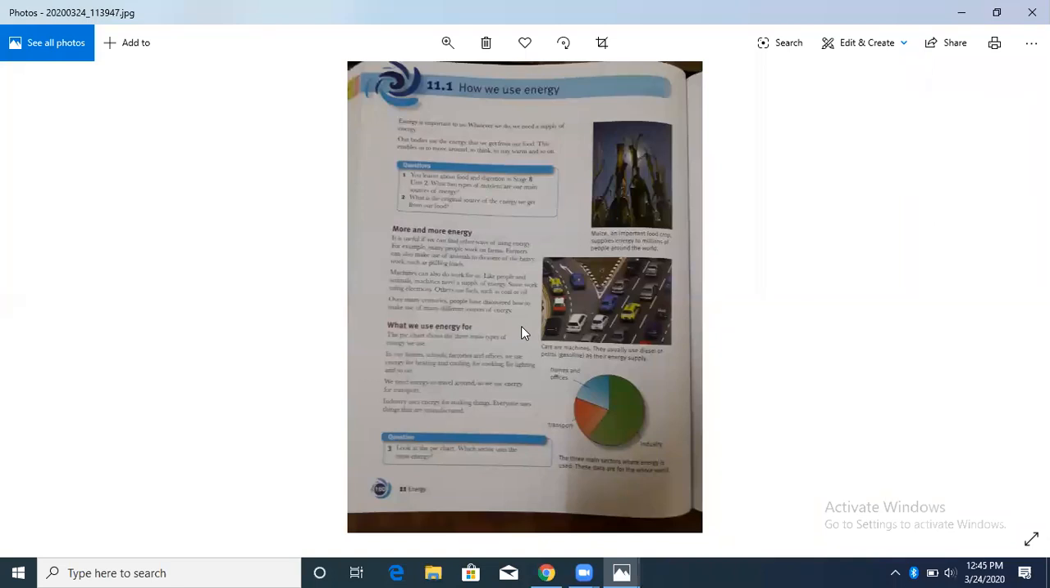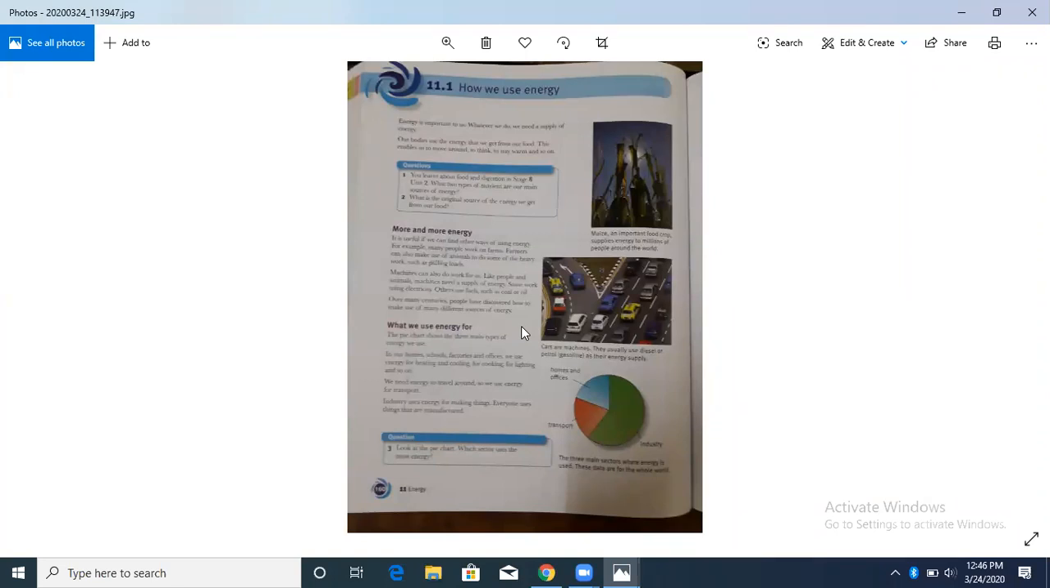You know, our bodies use the energy that we get from our food. That we studied in the lower class. From our food, we are getting energy. So not only in the human being case, our body needs energy for all purposes, even for thinking. For thinking, we need energy. So whatever it may be, we need energy. We are getting the energy from our food.